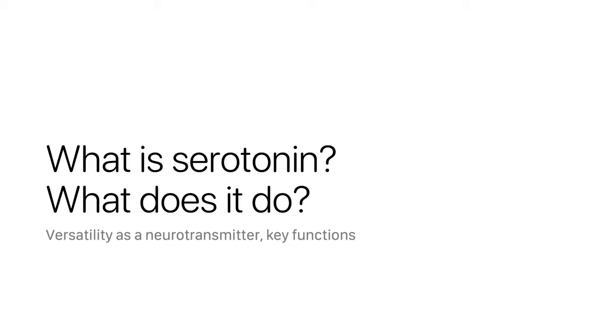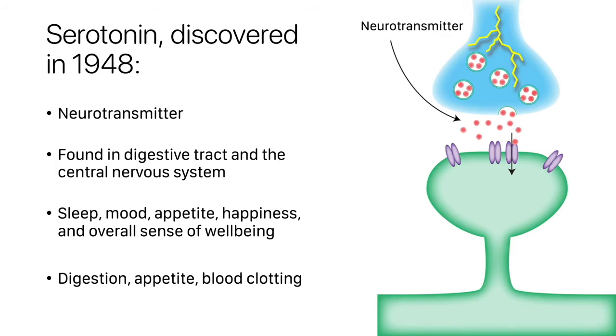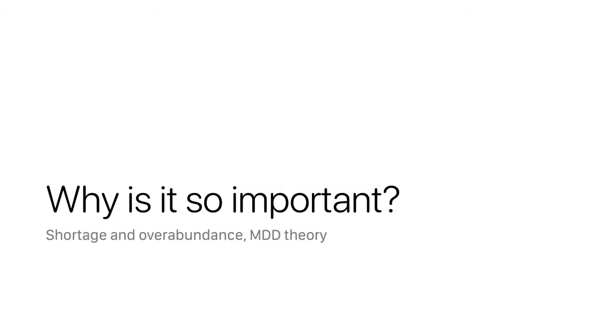Now that we've learned the chemical makeup of the molecule, let's learn what it does in the body. Discovered in 1948, serotonin is still a relatively new discovery in the world of science, but since then we've learned a lot about its effects in the central nervous system and the digestive tract, among other places. In the central nervous system, it has an effect on sleep, mood, appetite, happiness, and overall sense of well-being. Somewhat unique for a neurotransmitter, serotonin has effects on digestion, appetite, and blood clotting beyond the central nervous system. If you're not already convinced that the molecule is incredibly important to humans, let me try to convince you.